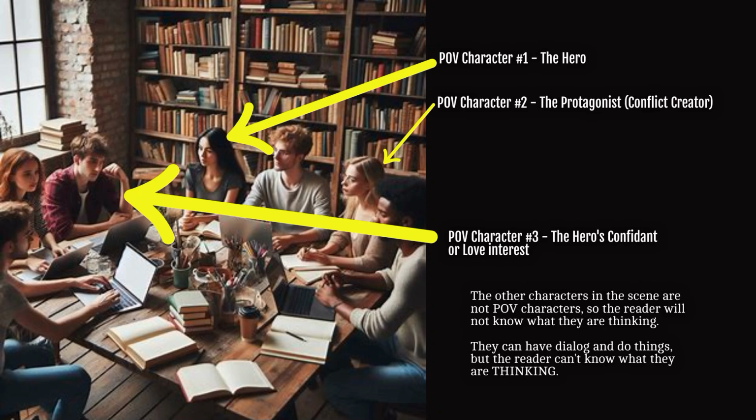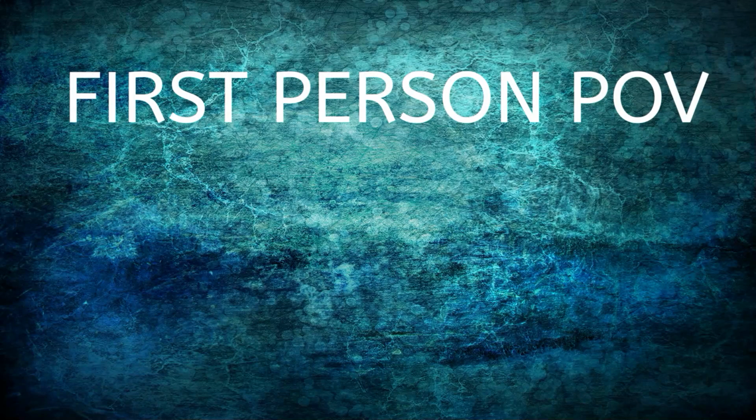Now, there's several ways you can write point of view. The first one is first person. And in first person point of view, you would write, I walked over to the door. I looked out the window. I got in the car.